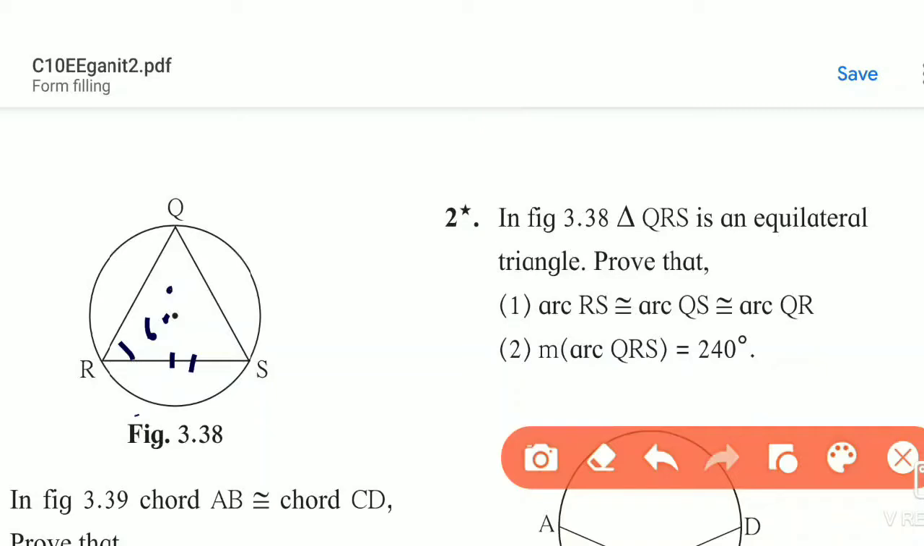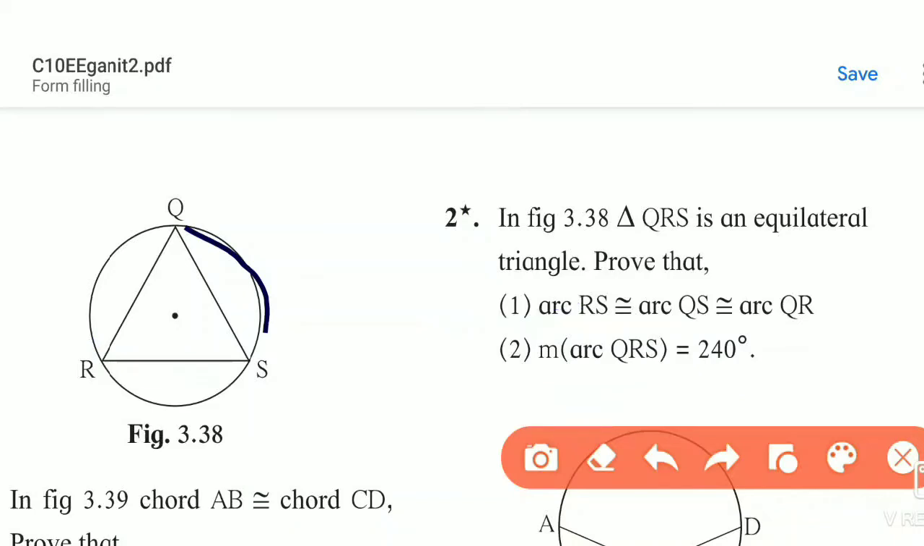So angle QRS is 60, angle RQS is also 60, and angle QSR is also 60. And as you know, if angles are congruent, the respective arcs are also congruent. In that way you can show this. And afterwards we have to show that arc QRS is equal to 240. How much? 240.